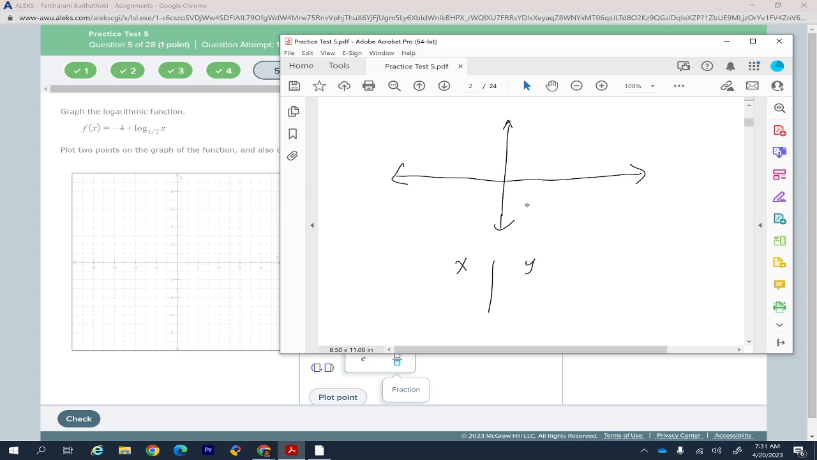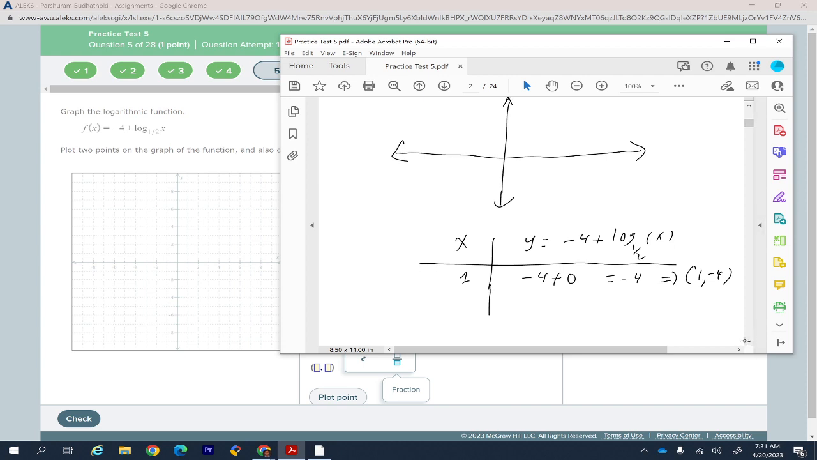x and y, where y is negative 4 plus log base half x. Make the table. When x is 1, y is negative 4 plus the value of log base half of 1, which is 0. It's negative 4. So the point would be 1, negative 4.